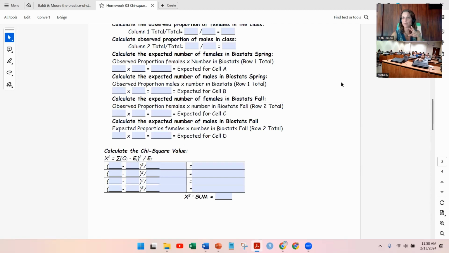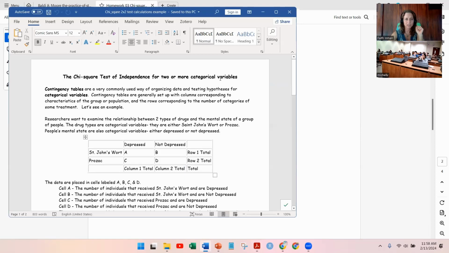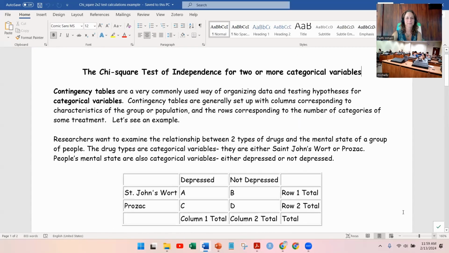So there's your homework. But let me walk you through the worksheet that gives you an example.